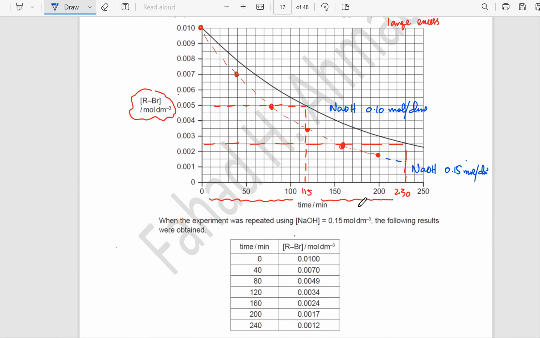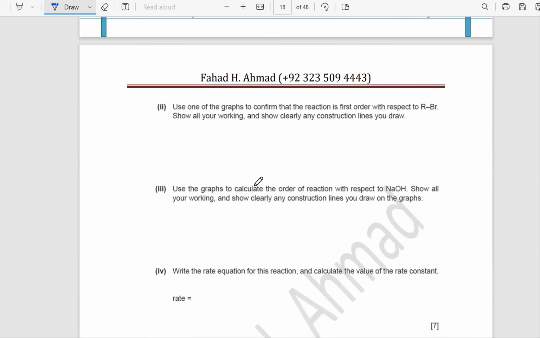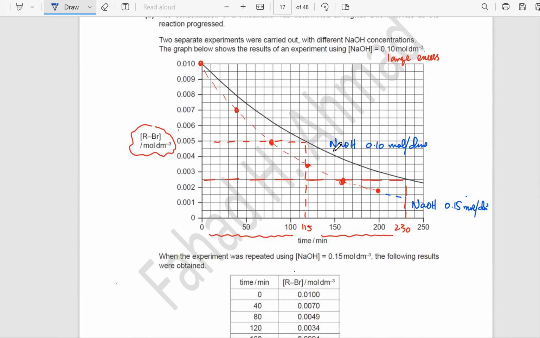अच्छा, so in the next part, he says use one of the graphs to confirm that the reaction वो तो हो गया था. Use the graph to calculate the order of the reaction with the NaOH, show all your workings. So how would you do it with NaOH? For NaOH, you would have to figure out the rate of the reaction. कि पहले क्या rate था and what is the rate when NaOH concentration was increased. Now, to figure out the rate, you would have to draw the gradient. And remember, you always compare the initial rate. You have to draw the gradient right at the beginning.